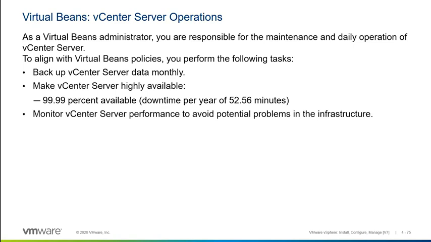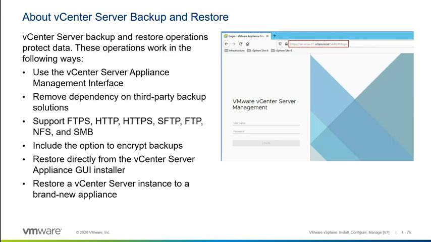We want vCenter itself to be highly available. We establish an SLA, in our case, 99.99% availability. 99.99% availability only gives us 52.56 minutes of unplanned downtime a year. That's actually not very much at all, okay? Then we'll have a look at vCenter performance to make sure that we avoid problems in the infrastructure. So let's look at how we actually do this.